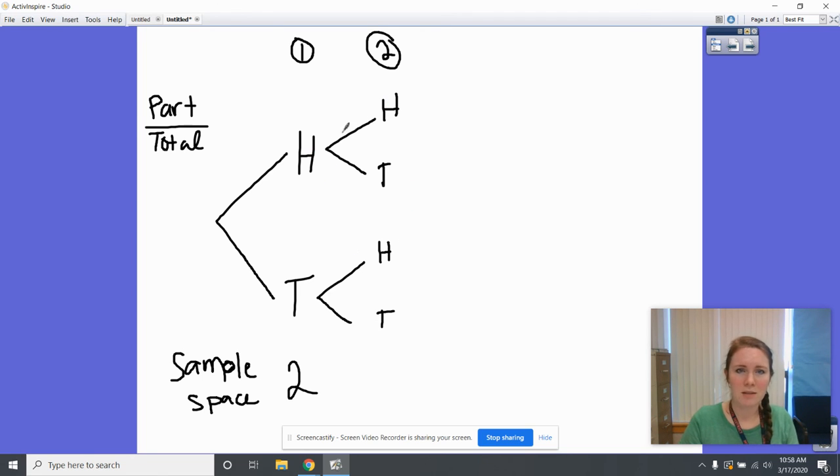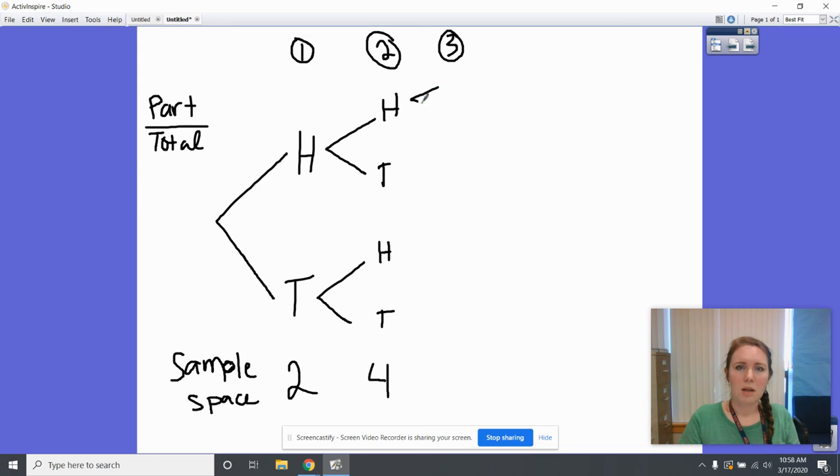I could have gotten heads and then heads. I could have gotten heads and then tails. I could have gotten tails and then heads, or I could have gotten tails and then tails. So there were a total of 4 possible outcomes. What if I flip it a third time?